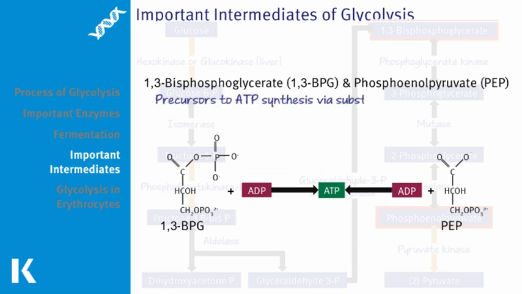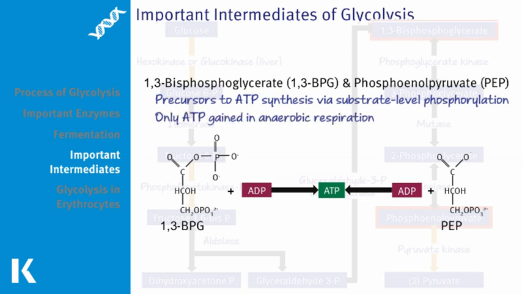The diagram here is meant to show you that each molecule produces ATP by transferring a phosphate group to ADP. Remember also that substrate-level phosphorylation is the only mechanism of producing ATP possible in glycolysis, so don't be surprised if a question about this comes up on your MCAT.